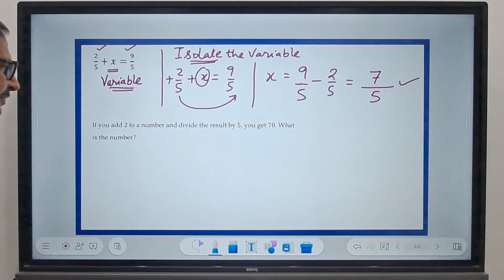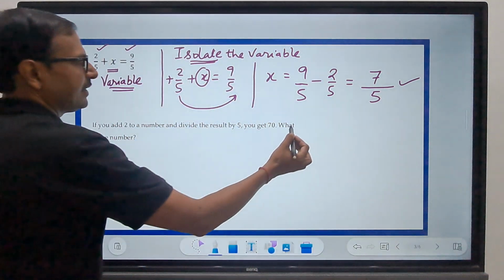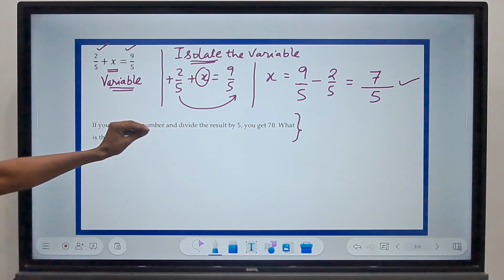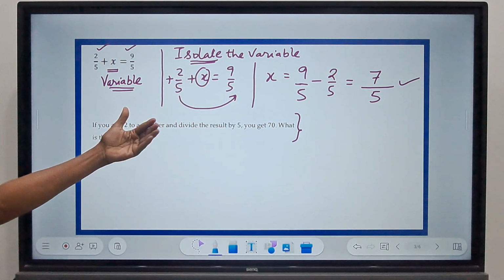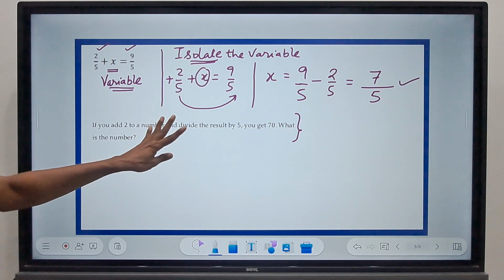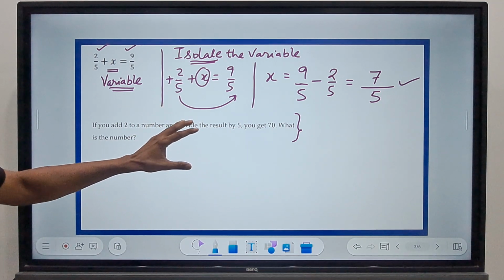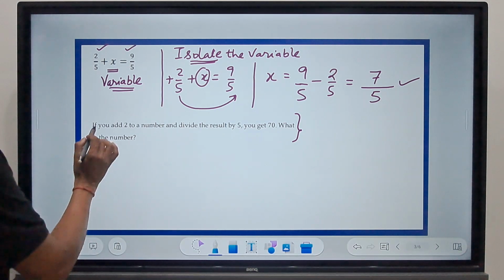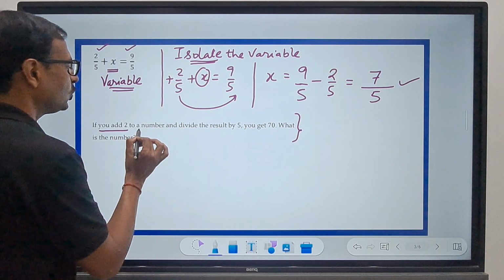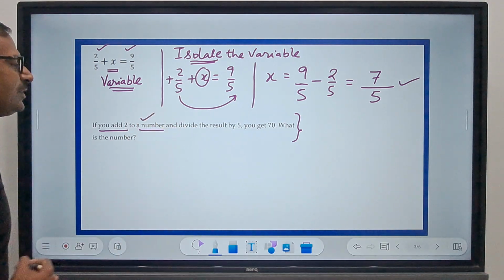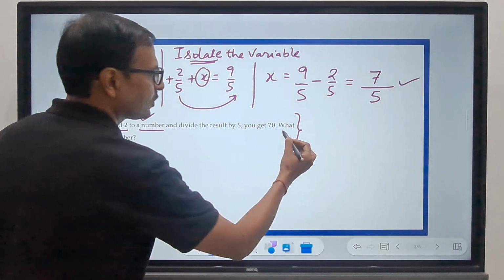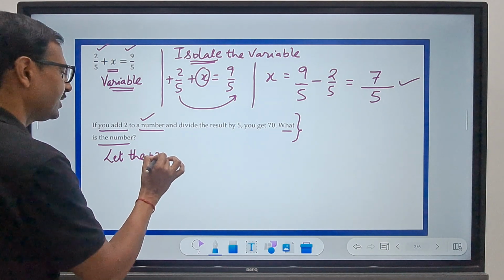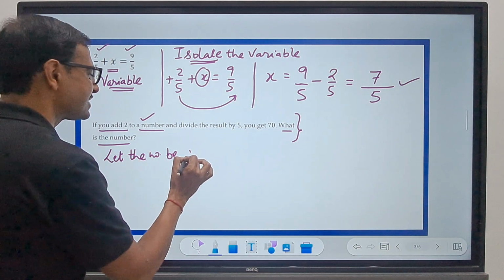Let's have another one. Now there is a statement, and so you need to read the statement, underline the keywords, convert it in the form of an equation and solve the equation to get the answer. Now there are 4 different skills involved here. So your English has to be equally good as compared to your mathematics. Okay, right? If you add 2 to a number, so there is a number which we are talking about, and what is the number, that is the question. So you have to assume that the number is, let the number be x.